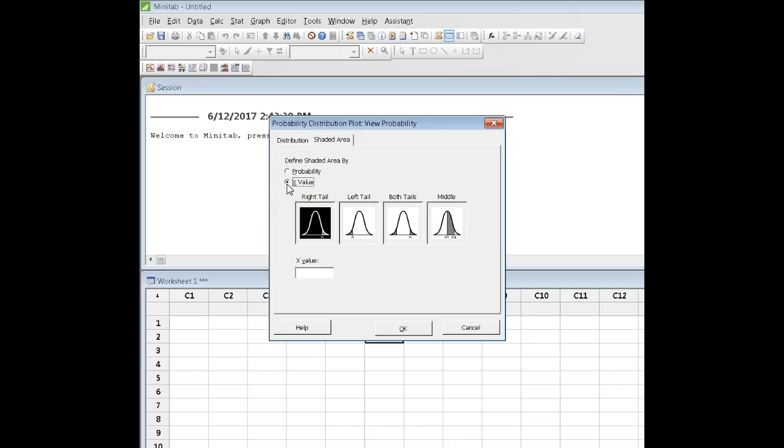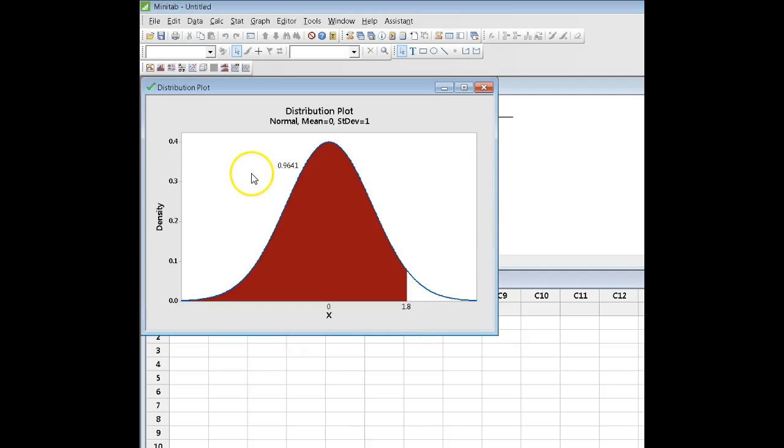Minitab calls it an X value. This can represent X or Y or Z or whatever. In this case, I'm using the standard normal distribution, so any value I give it actually represents the Z. So I could plug in my Z-score, which in your notes was worked out to be 1.8. I want to find the area to the left of that Z-score, click OK, and here's my answer at 0.9641, which is exactly what you would get if you used your table.